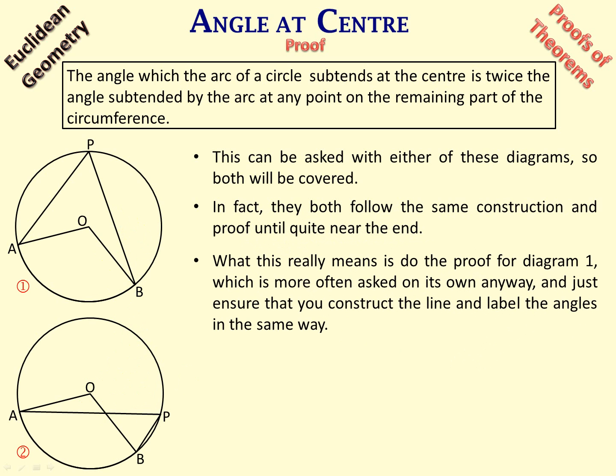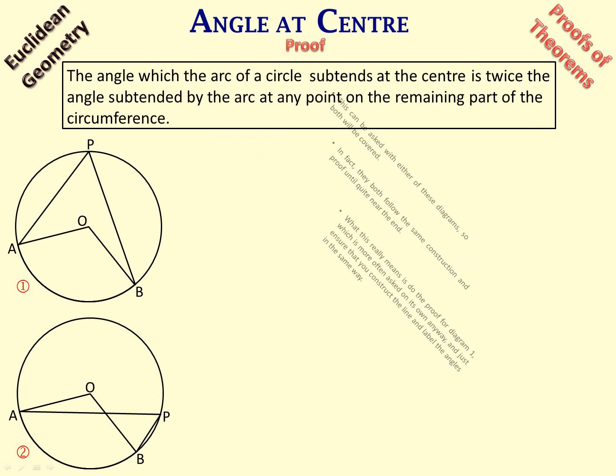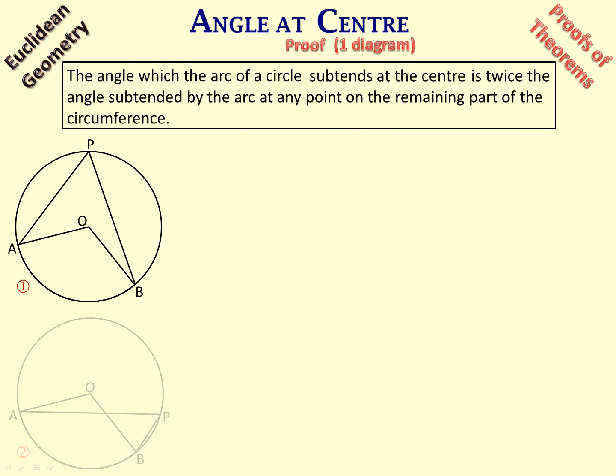What is really important though is to make sure that you construct in exactly the same way. So if it says join 2 points here, then you join the same 2 points here. And if you label a particular angle with a 1 and the other side with 2, you must do the same here. So let's go into the proof of just the one diagram.